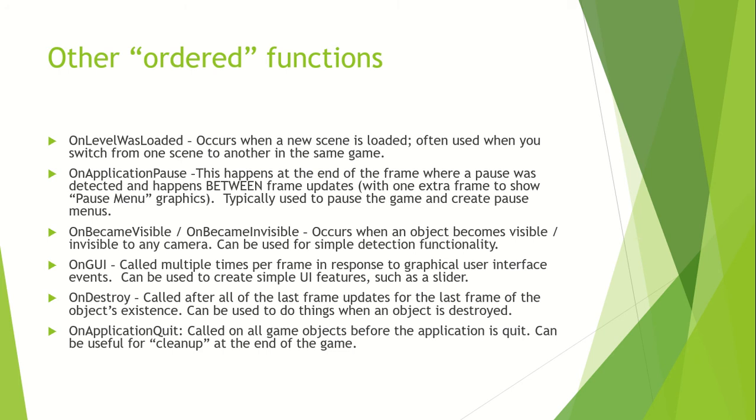OnLevelWasLoaded is a function that happens when a new scene is loaded. It's often used for stuff that you want to do when you switch from one scene to another in the same game. Really could be useful on Rubies because you have a scene switch going on.